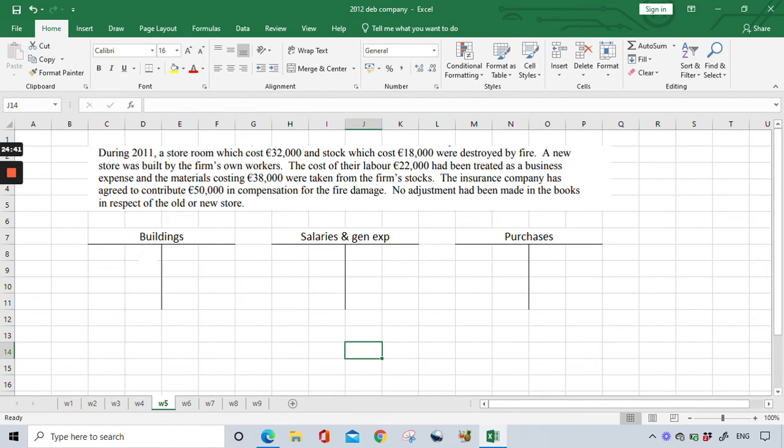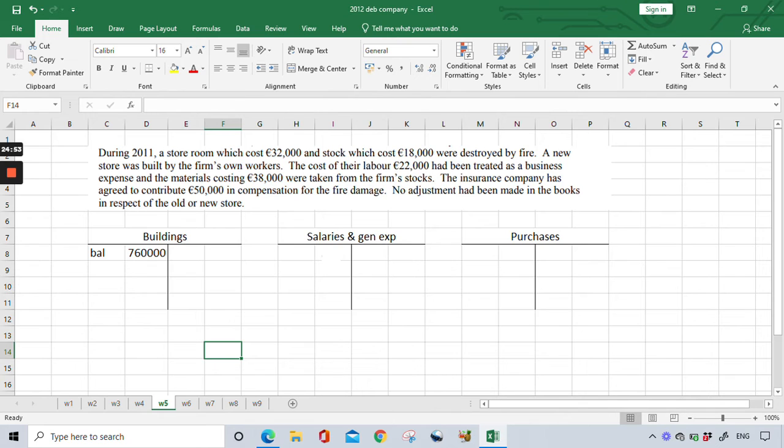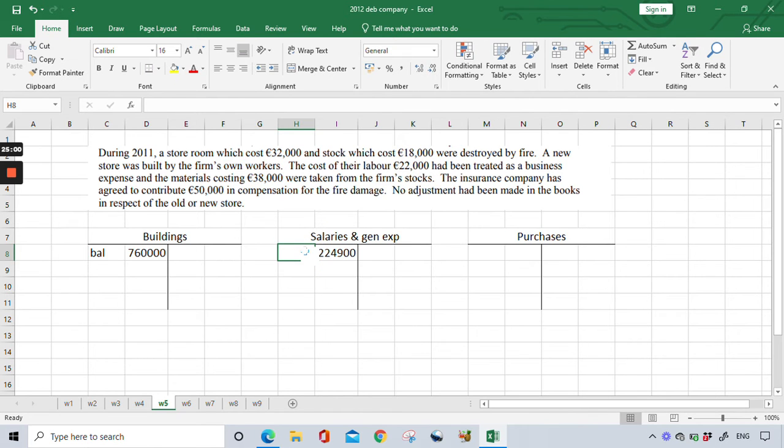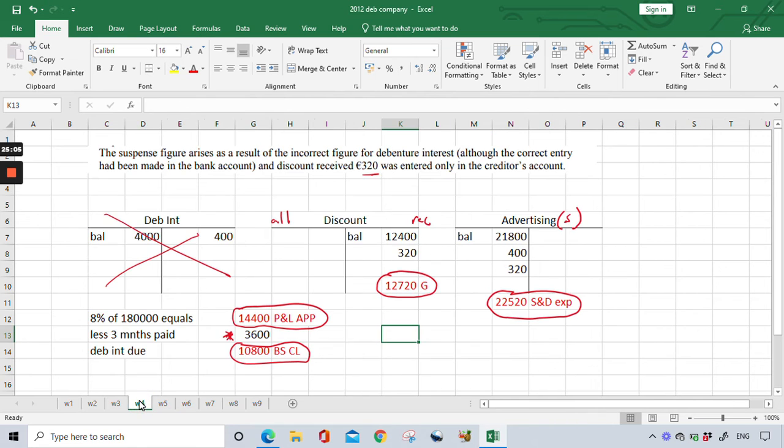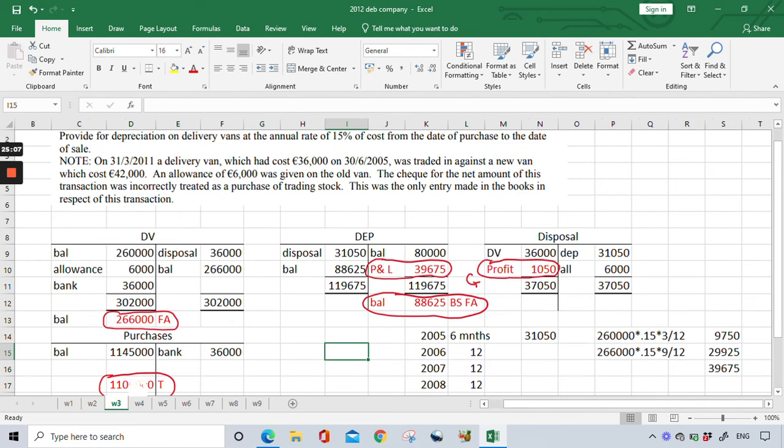So the buildings figure I'm going to take is the one from the trial balance, 760,000. The salaries and general expenses figure from the trial balance is 224,900. Now, the purchases figure I'm not going to take from the trial balance because in note number 3, this was the purchases figure, 110,900. So I'm going to score that out, but I'm going to take it here now.